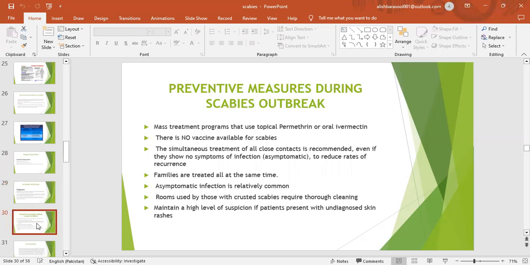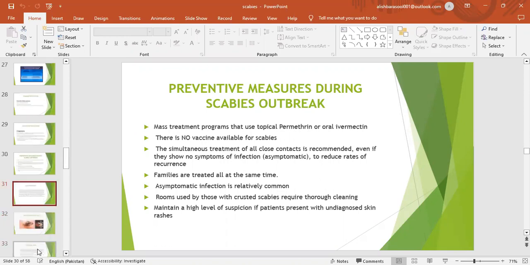Preventive measures during scabies outbreaks include mass treatment programs that use topical permethrin or oral ivermectin. There is no vaccine available for scabies. The simultaneous treatment of all close contacts is recommended, even if they show no symptoms of infection, to reduce rates of recurrence. Families are treated all at the same time. Asymptomatic infection is relatively common. Rooms used by those with clustered scabies require thorough cleaning. Maintain a high level of suspicion if patients present with undiagnosed skin rashes.